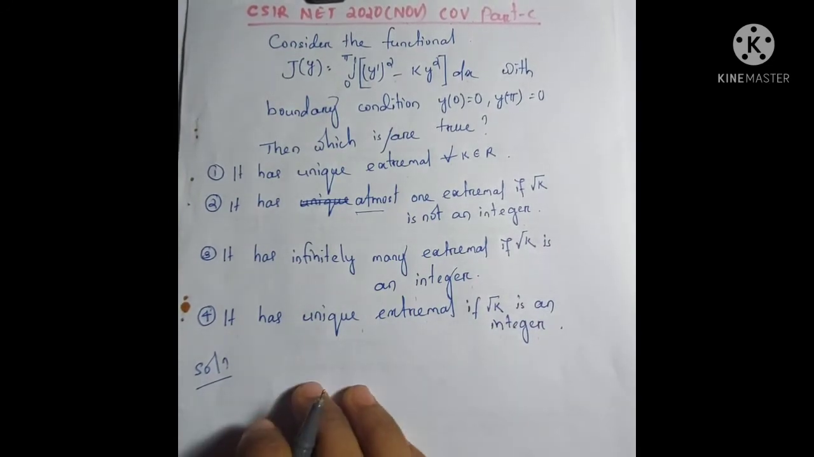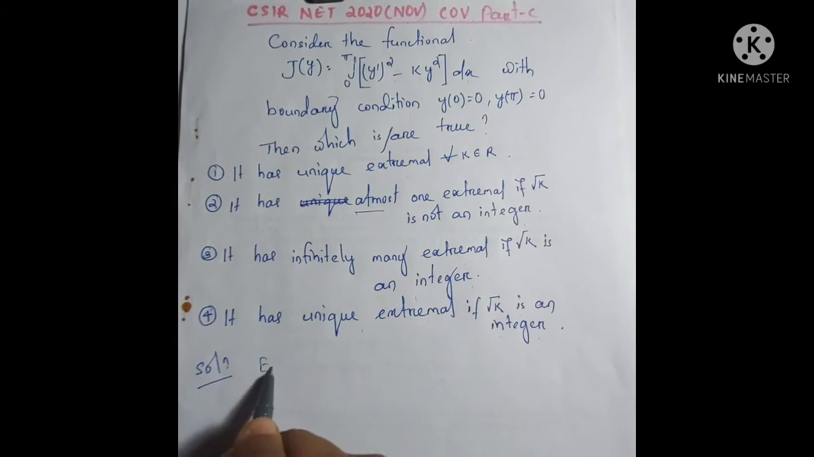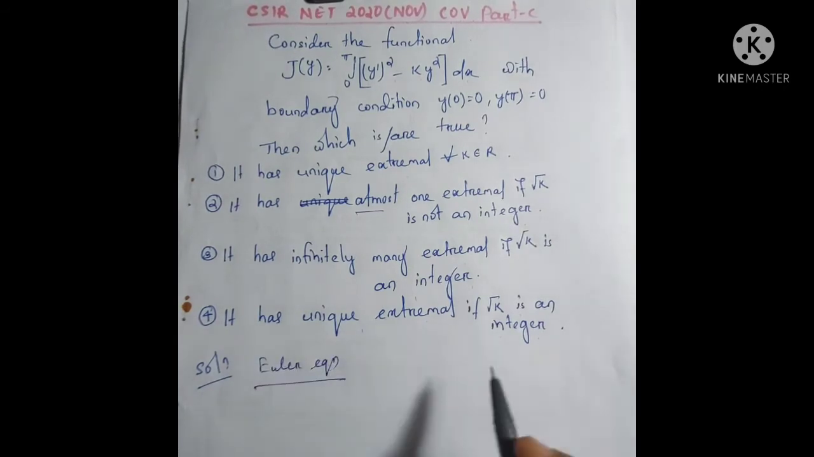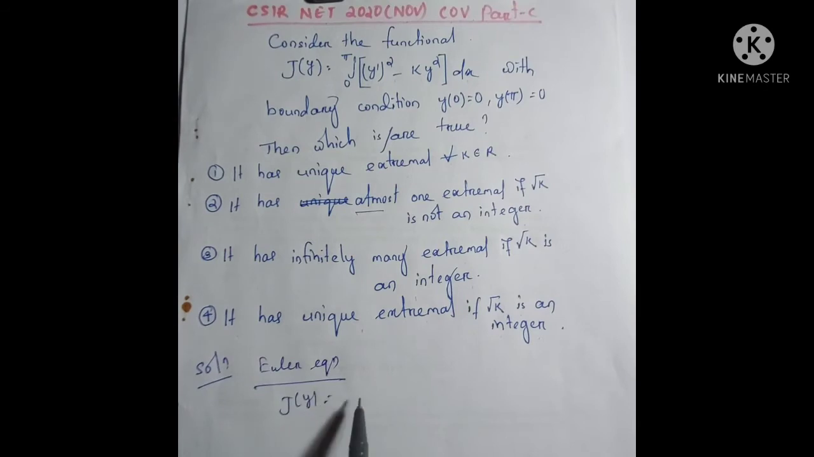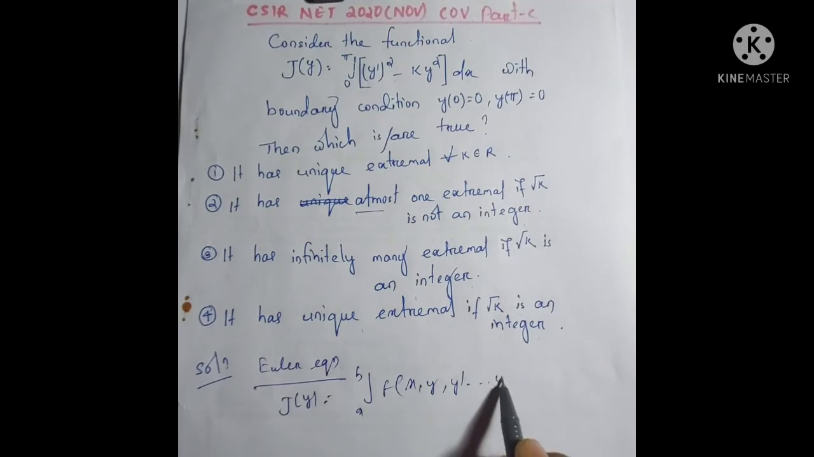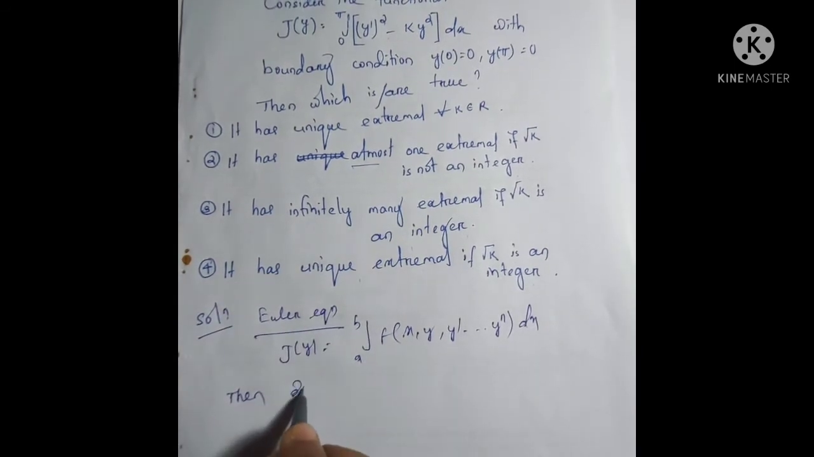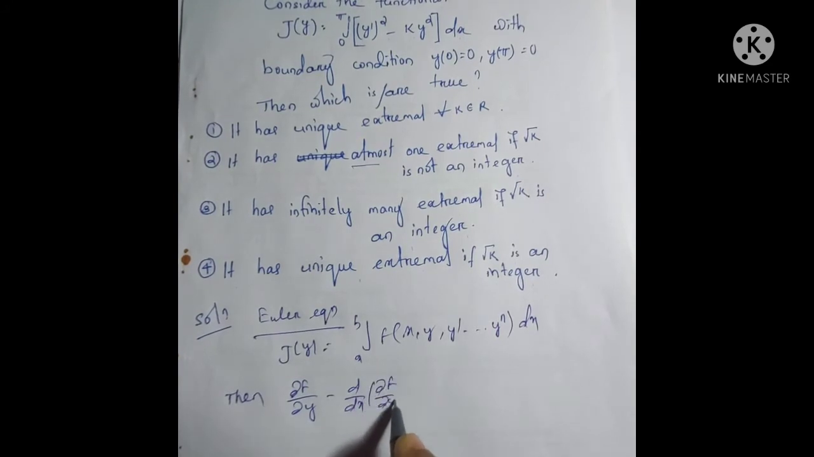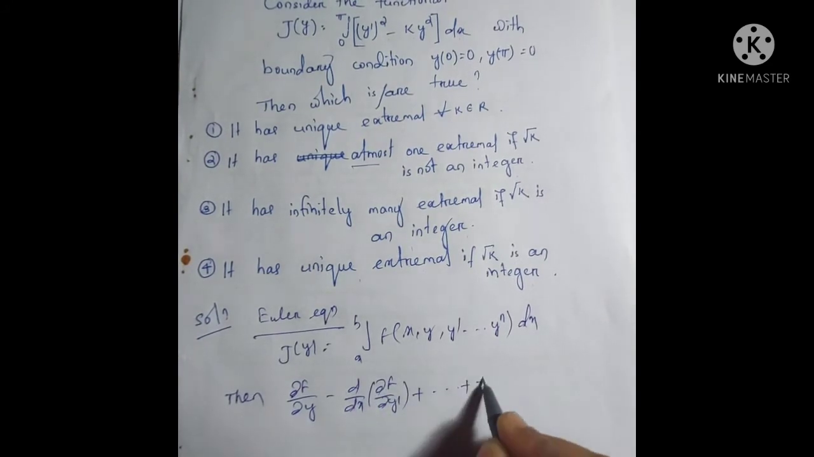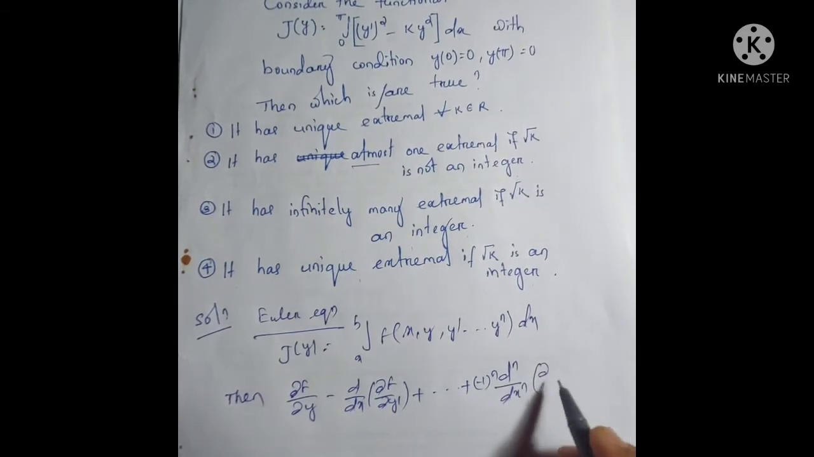Solution: to solve this question we need to know the Euler equation. The Euler equation is: if J of y is equal to integration from a to b of f of x, y, y dash and so on to y n dx, then del f by del y minus d by dx of del f by del y dash plus and so on to plus minus 1 to the power n d to the power n by dx to the power n of del f by del y n is equal to 0.